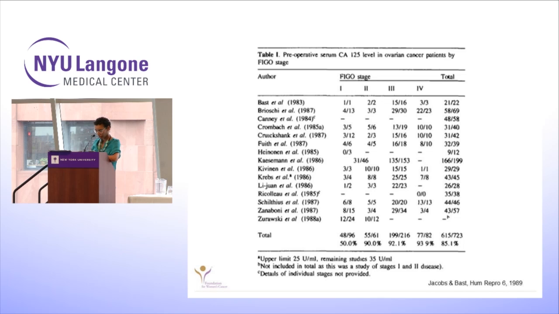If you're stage 1, you're only going to have an elevated CA125 50% of the time. So that's not very helpful in terms of our hopes of finding something that's going to identify women early. Even if you have advanced cancer, not all patients are going to be identified. Here the number is 94%, and in other studies that number is actually lower.